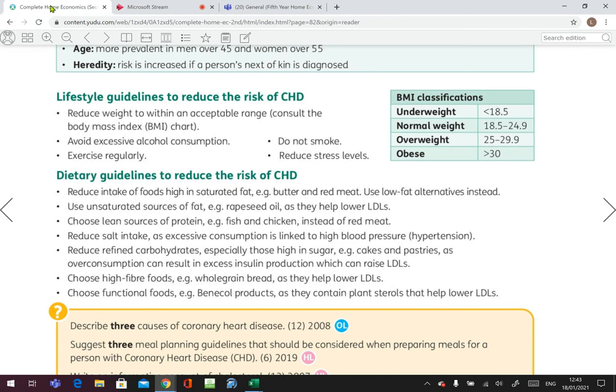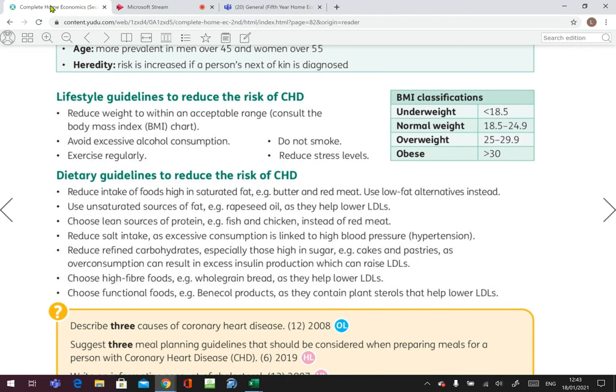Reduce your salt intake because excessive consumption is linked to high blood pressure, or hypertension is the correct name. Reduce your refined carbohydrates, especially those high in sugar like cakes and pastries, because this can result in excessive insulin production, and this can raise your LDL as well.